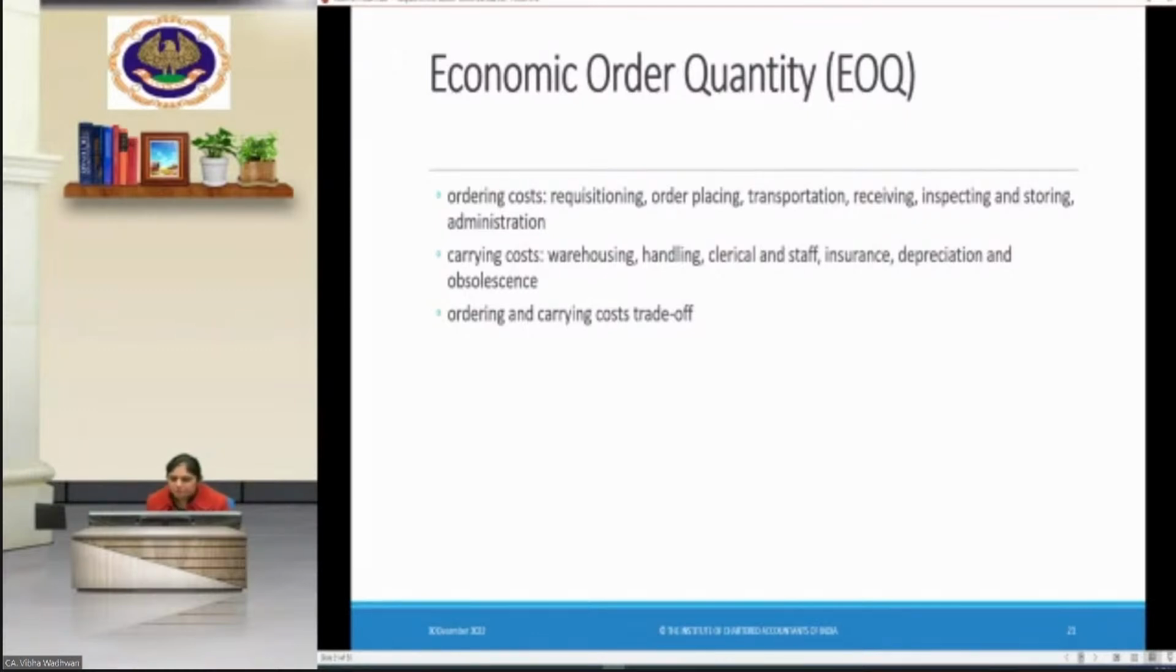All right. So economic order quantity includes ordering cost. Ordering cost means the cost of requisitioning, order placing, transportation, receiving, inspecting, storing, and administration. So ordering cost.